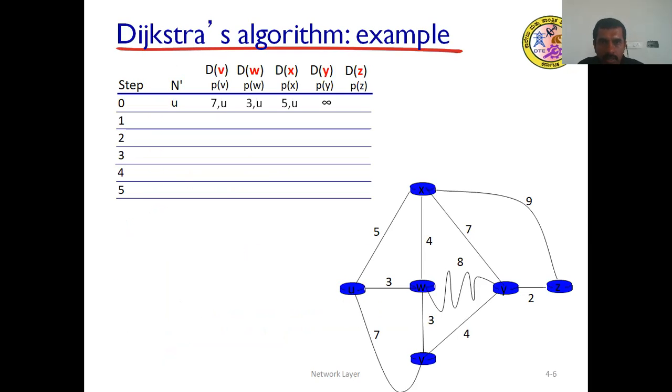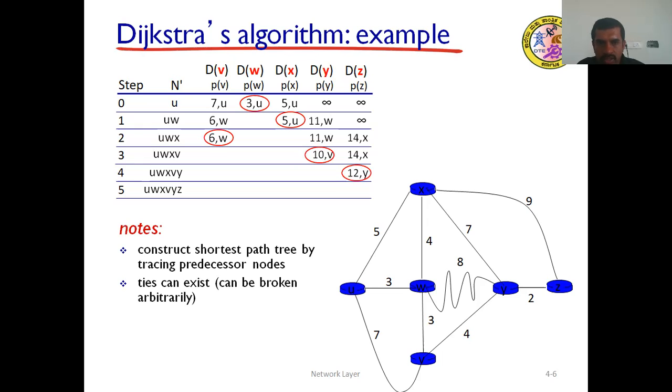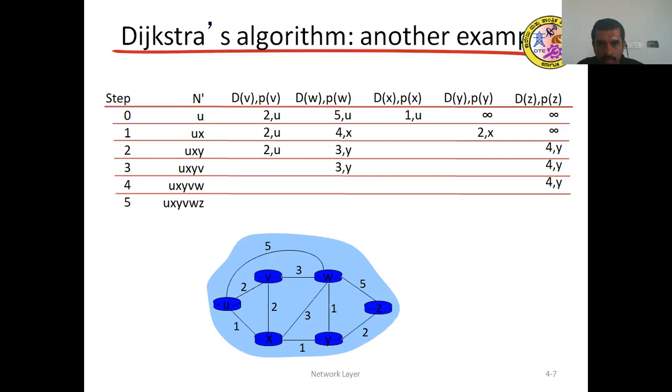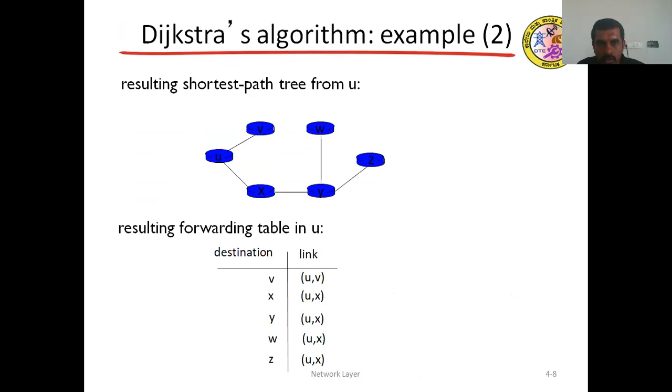So you can see in the example how the cost has been calculated from each node. Here we construct the shortest path tree by tracing the predecessor nodes. The tie can be broken arbitrarily. So finally, we get the resulting shortest path tree from U to destination Z.